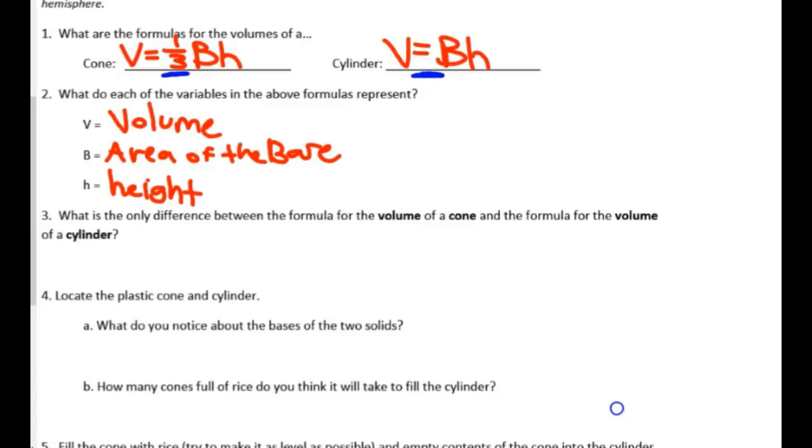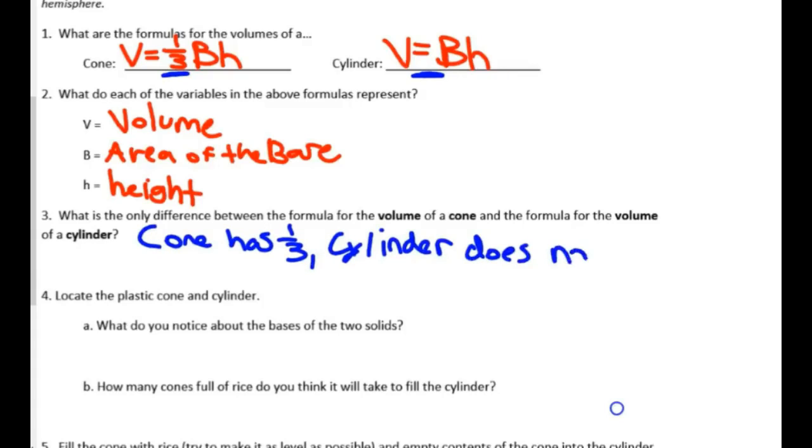So, cone has 1/3, cylinder does not. Okay, something to that effect. Cone has 1/3 in it. We should write this down. Cylinder does not.